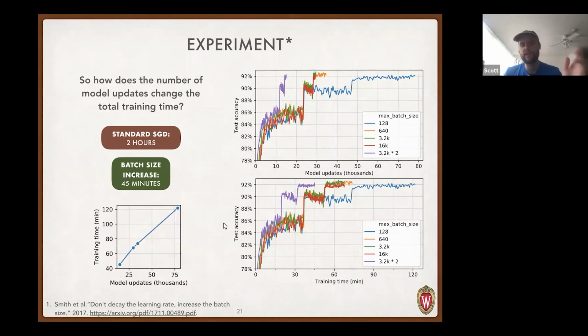And if you plot this graph, if you plot the final training time and the number of model updates required, it looks like a linear line. So fewer model updates means less training time. I should add a note.